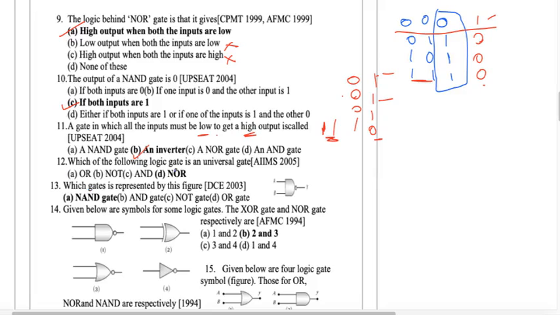Which of the following logic gates is a universal gate? A universal gate is something using which you can make different gates, and that is nothing but a NOR gate. With the help of a NOR gate you can make other gates also, that is why it is called a universal gate.